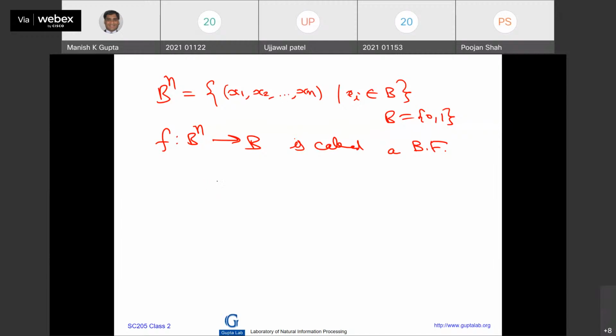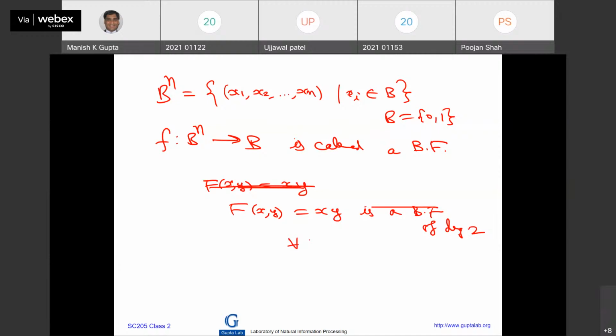So here is an example. It is a Boolean function of degree 2 for every x, y belonging to B squared. It's a Boolean function taking 2 bits and giving you 1 bit, right? Which is either 0 or 1. Output is 0 or 1.